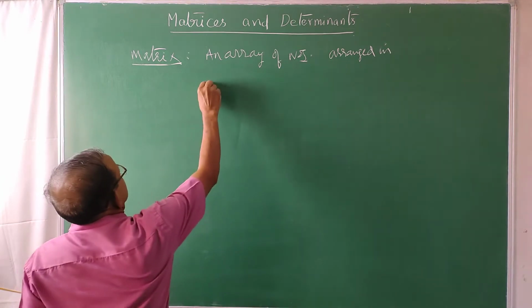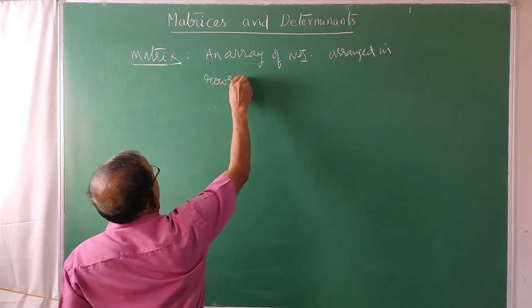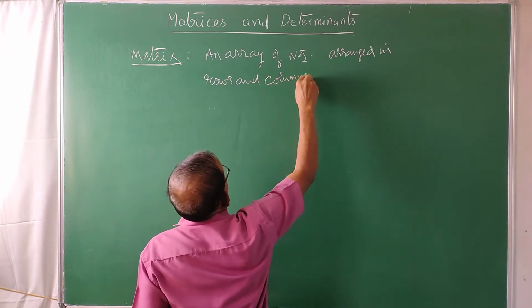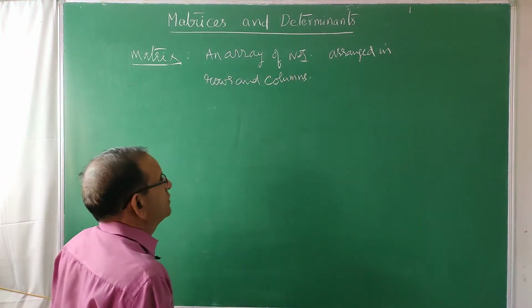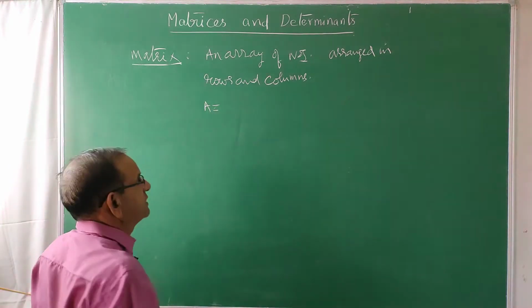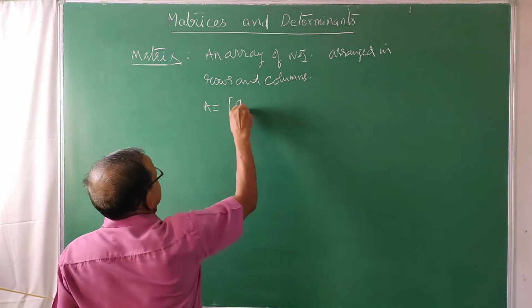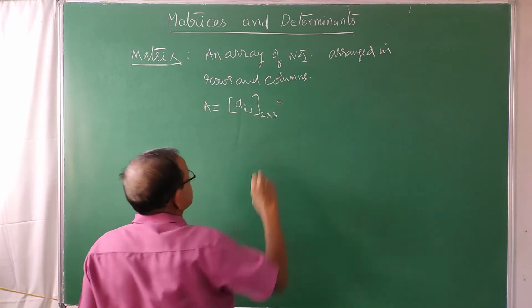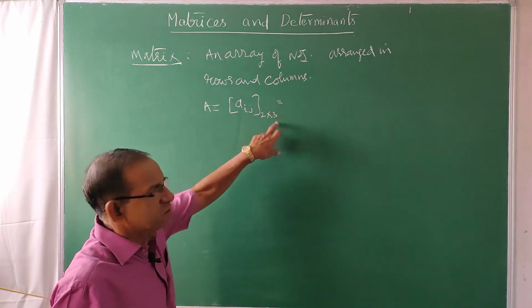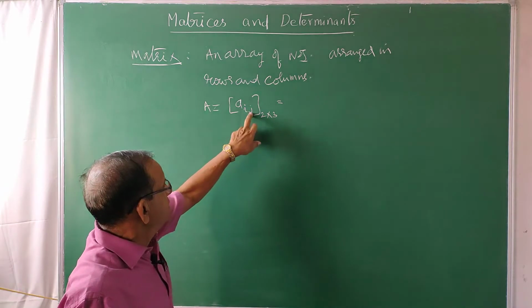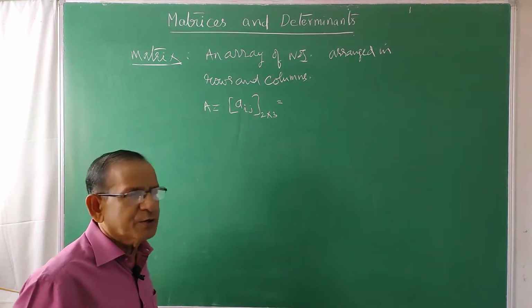in rows and columns. For example, we can indicate it. Suppose if you want to indicate a matrix by symbols like this, Aij, 2 by 3. That means this matrix contains 2 rows and 3 columns. The i value has to change from 1 to 2 and the j value has to change from 1 to 3.